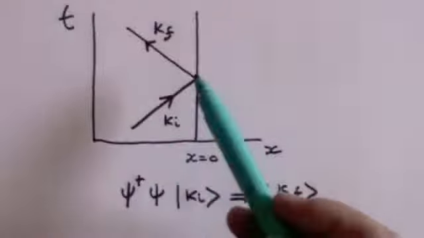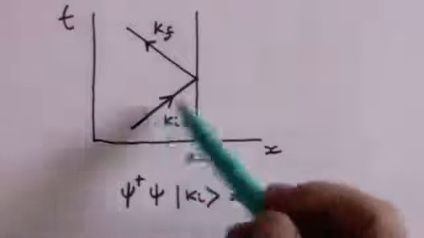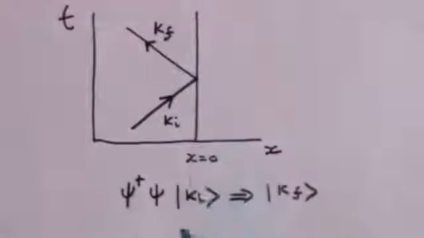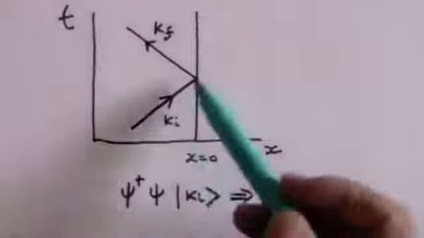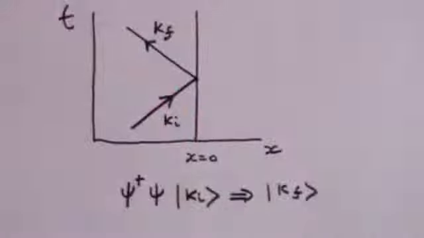And in terms of quantum field theory, that's what has happened. This particle has been annihilated, this particle has been created. That doesn't necessarily mean that this particle has somehow vanished and another one has been created. But in mathematical terms, that's how we represent the scattering. The incoming particle has been annihilated, the outgoing particle has been created.